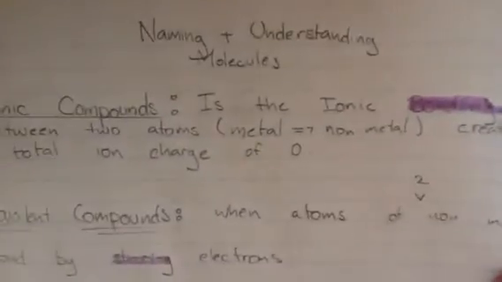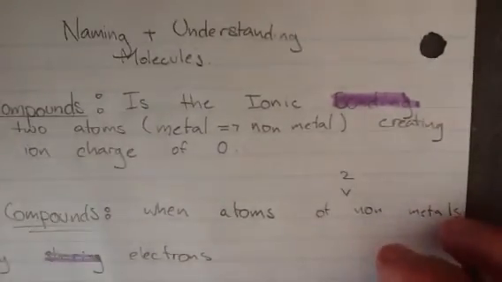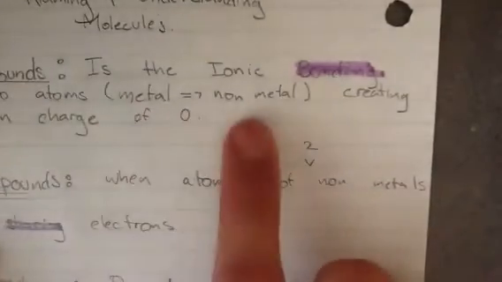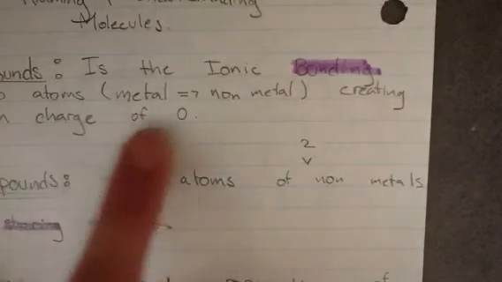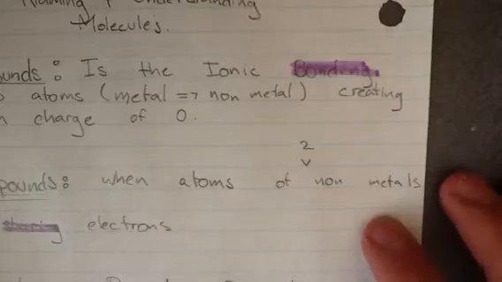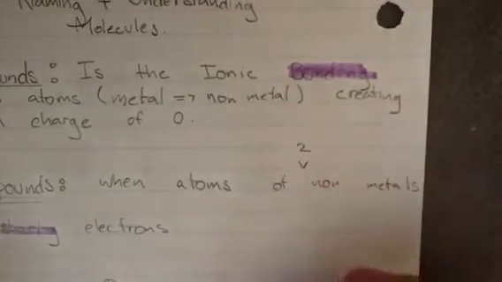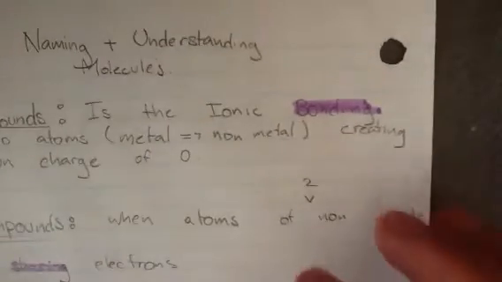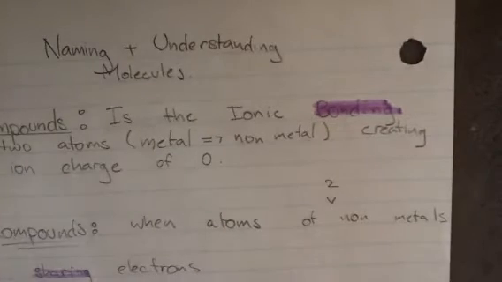An ionic compound is the ionic bonding between two atoms, a metal and a non-metal, very key, creating a total ion charge of 0. So now why do I have this word here bolded? Well, because bonding and sharing are the two key aspects that are different between these two. Bonding is when an atom either gains or loses, as in the electron's actually gone or the electron's actually gained.